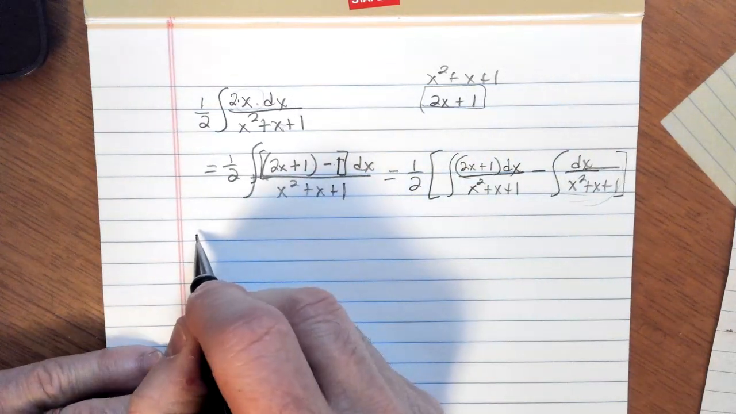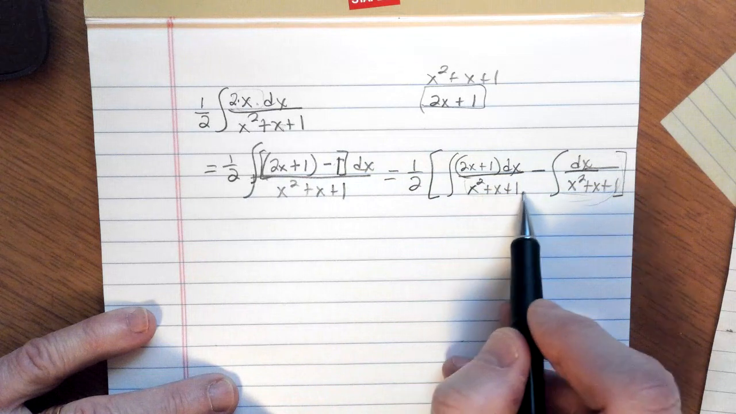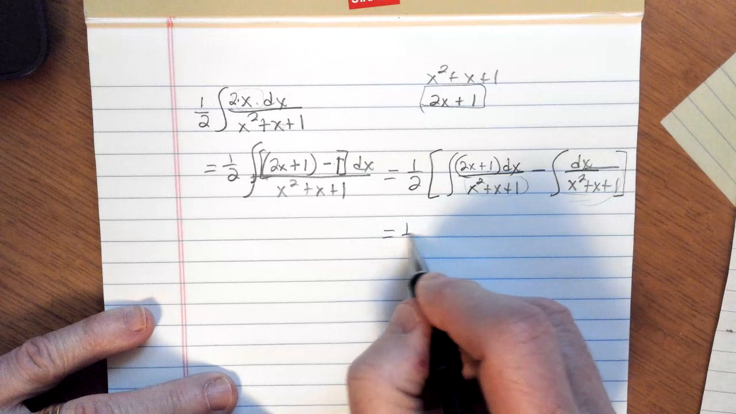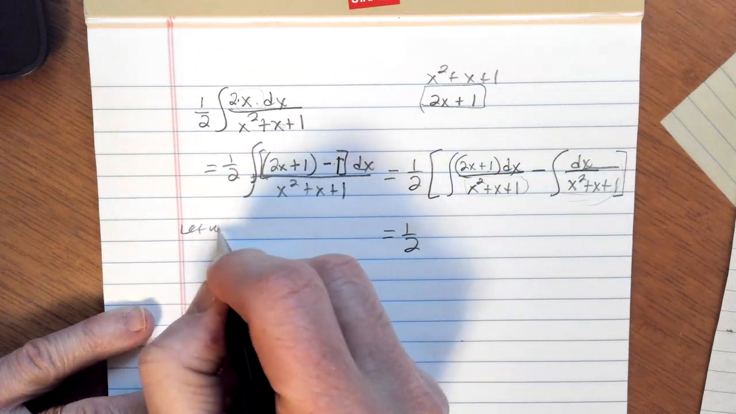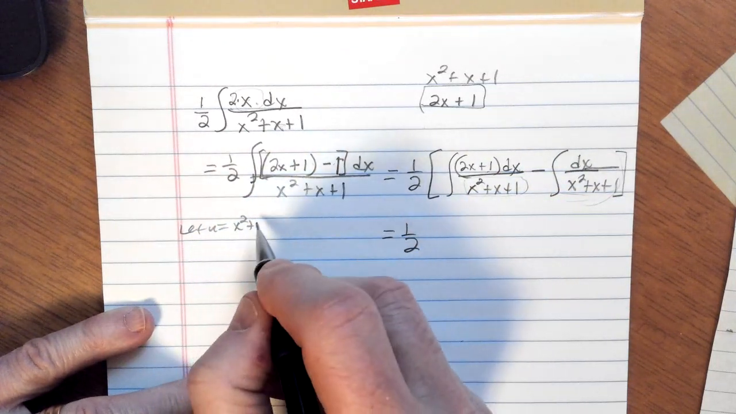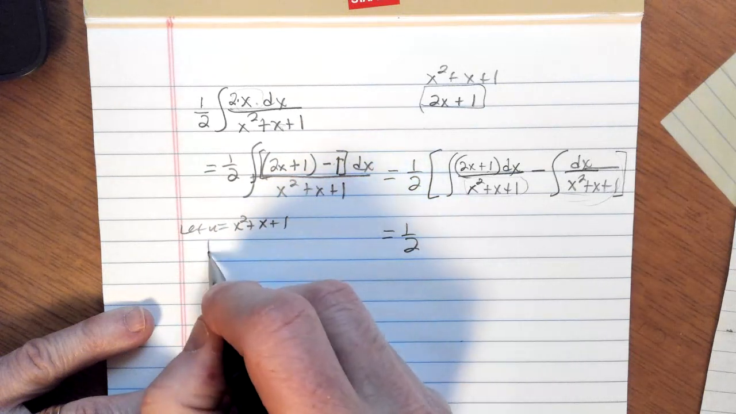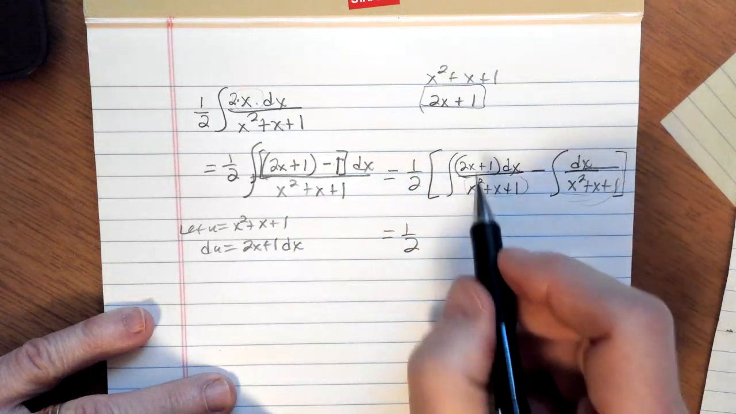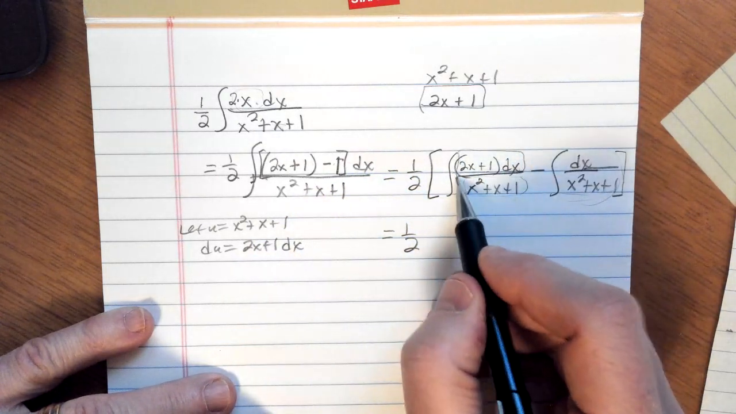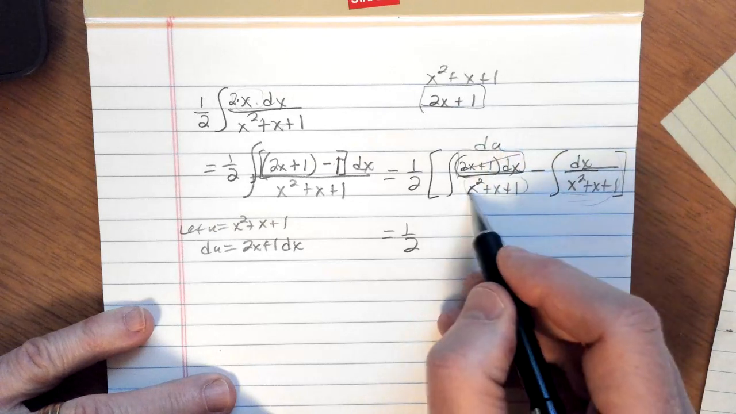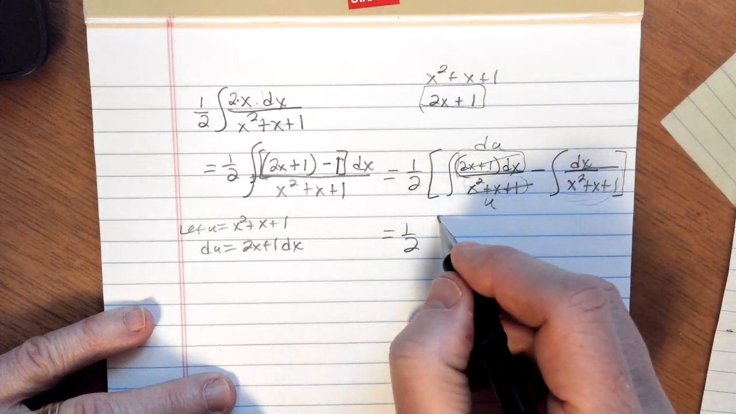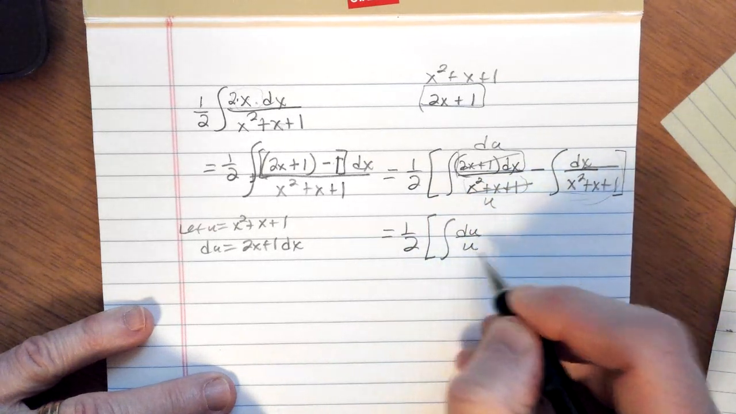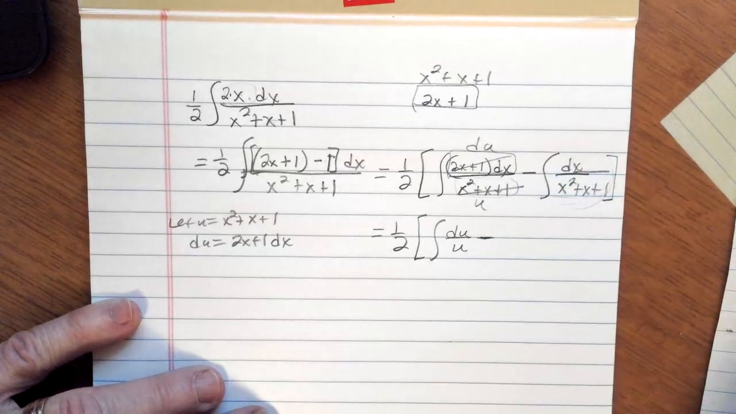So what we're going to do now is, if I let u be this part down here for this first integral, so this is going to equal 1/2. I'm going to let u equal x squared plus x plus 1. Then du is 2x plus 1 dx. That's what I have right here. This is du, and this is u. So this is 1/2 the integral of du over u, and then minus, and we're going to use what I got as my example over here.